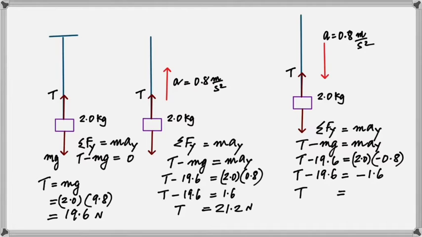That changes the answer from 19.6 minus 1.6, and you get 18.0 newtons. So I hope that's very clear. Three important cases. All right, let's move on to the next one.